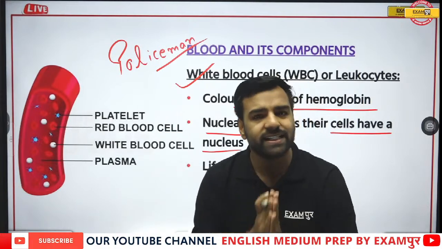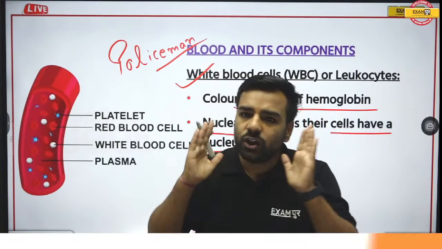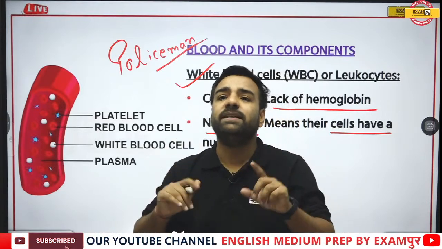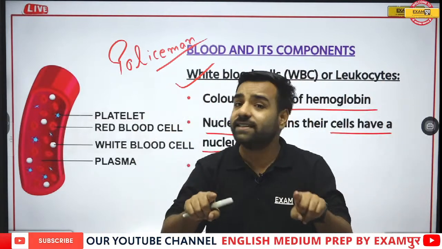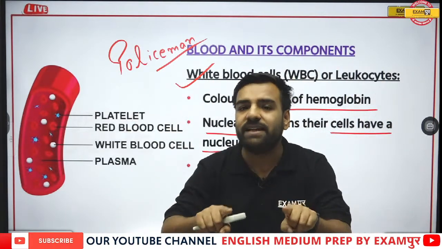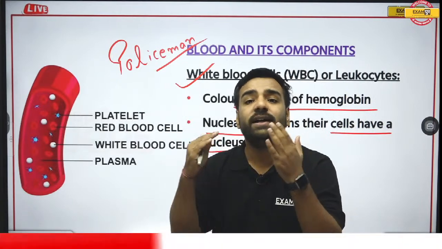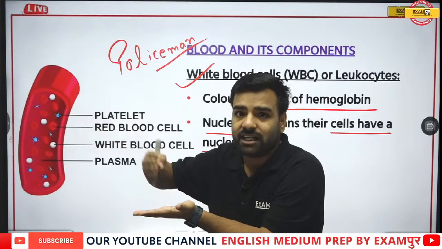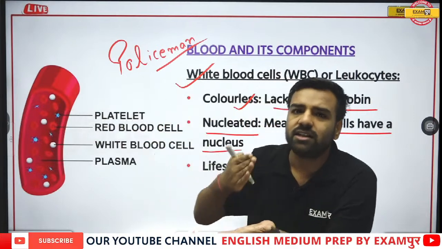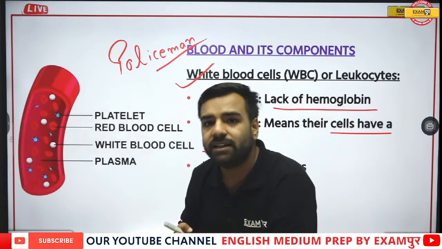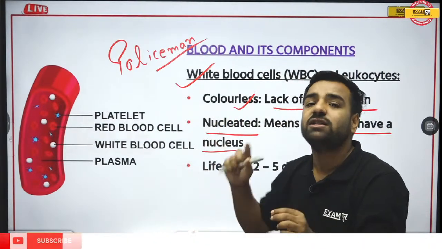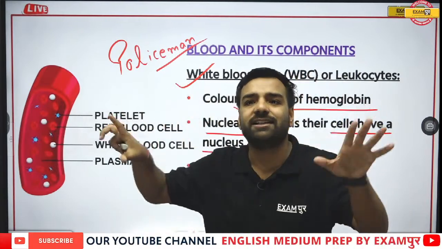Why? There's a reason behind it. See, if the nucleus is not there, that means there would be a lot of space, isn't it? And that particular space helps in the transfer of oxygen. Oxygen's transportation is done by RBC, and it is done easily because the nucleus is not there, so there's a larger space for that.